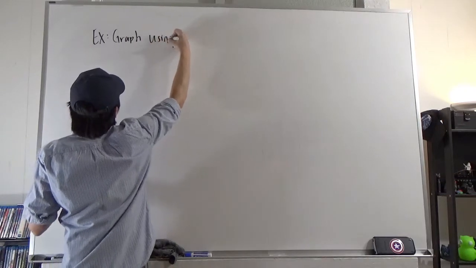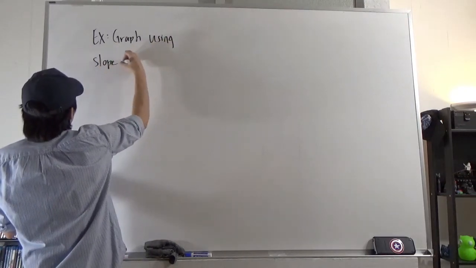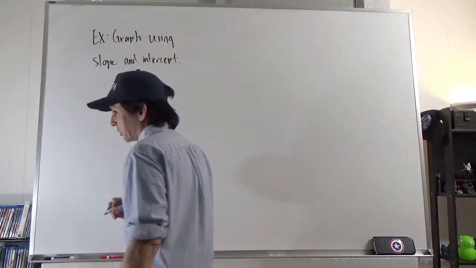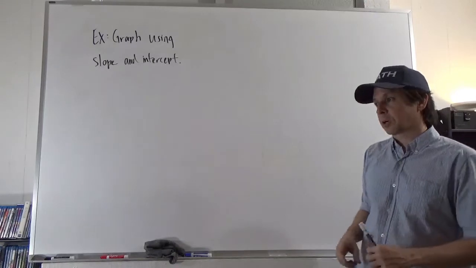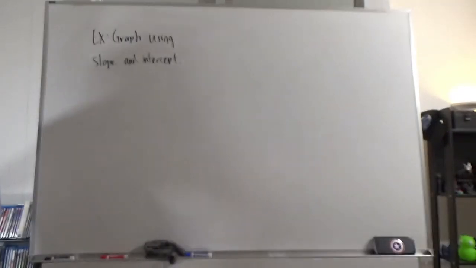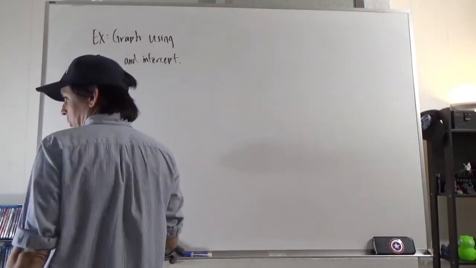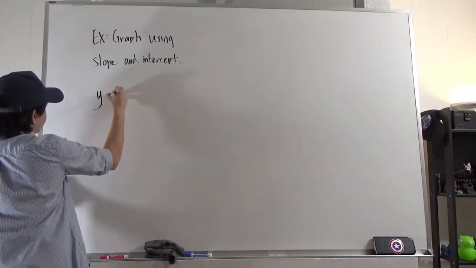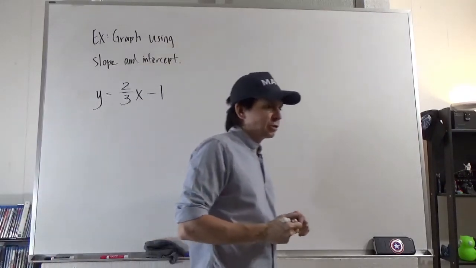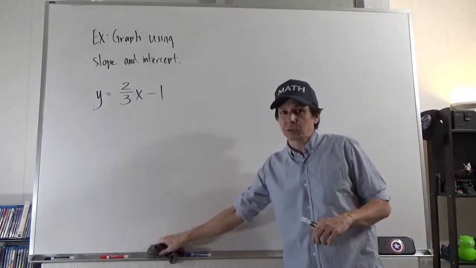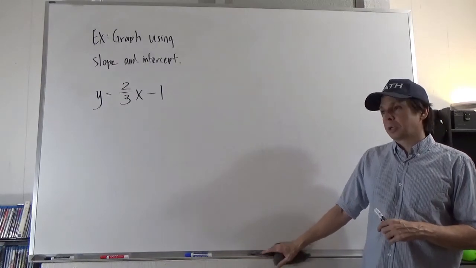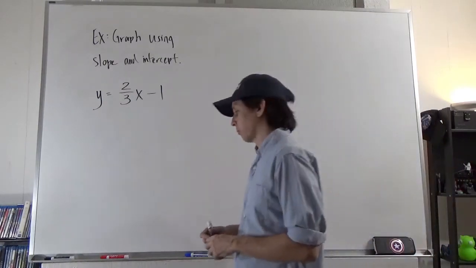Graph the following lines using slope and intercept. So this is a very specific technique I want you to use. Again, this homework is going to specify which technique to use for different problems. The last one was by plotting points. This one is by using slope and intercept. I'm going to use the last line that we just dealt with, where we plotted points and it was kind of a pain because we had to choose our x's strategically to avoid fractions. But here it's not going to be so bad. I don't really have to stress about it.